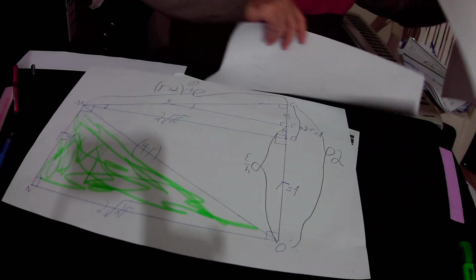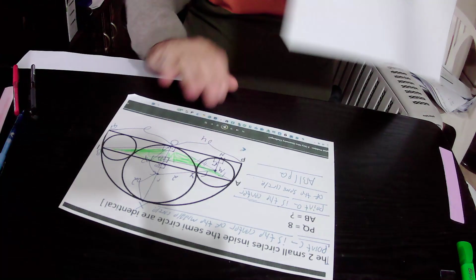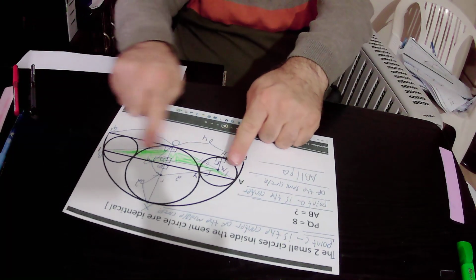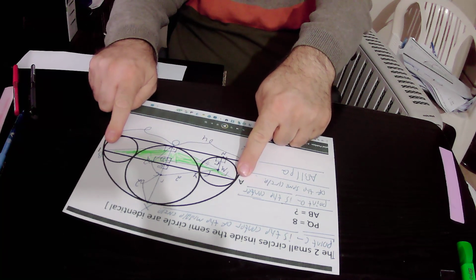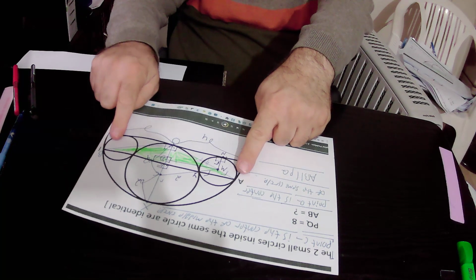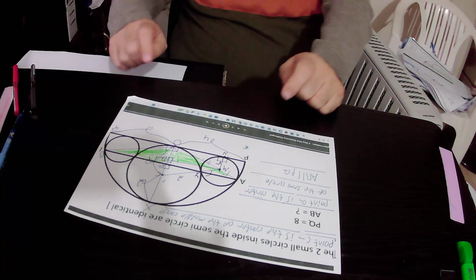I will repeat again. Here we found that chord AB equals 16 over 3 times square root of 2 units, or in terms of numbers, chord AB equals 7.54 units. Okay, thank you very much.